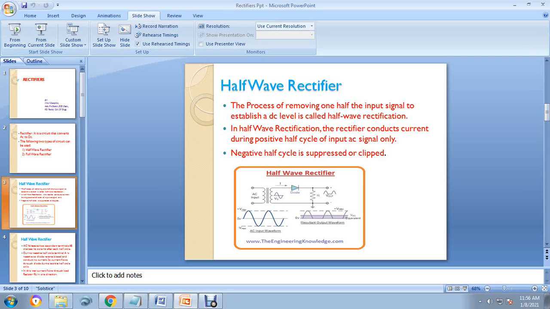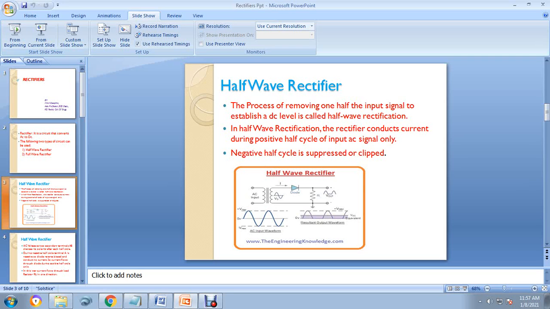So there is no negative half cycle being seen at the resultant output waveform of your half-wave rectifier. The process of removing one of the input signal halves to establish a DC level is called half-wave rectification. In this half-wave rectification, the rectifier conducts only during the positive half cycle, whereas it does not conduct during the negative half cycle. So the negative half cycle has been suppressed or clipped.